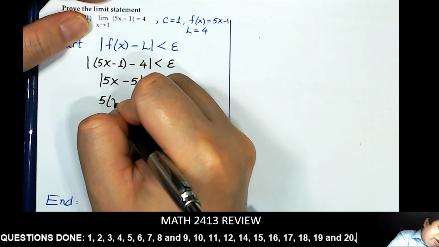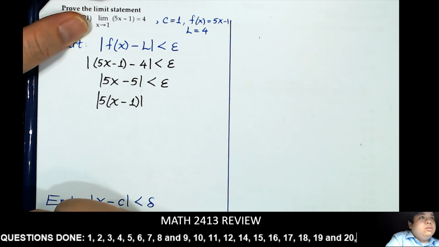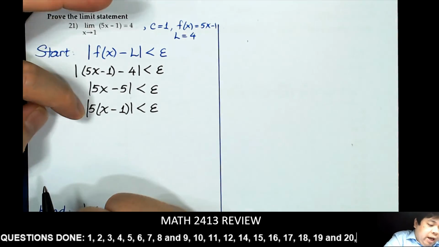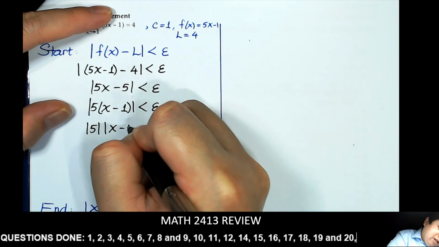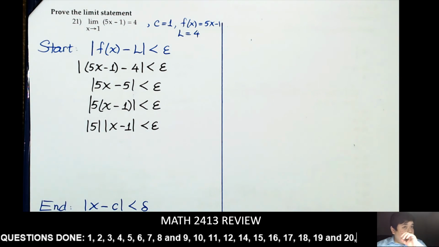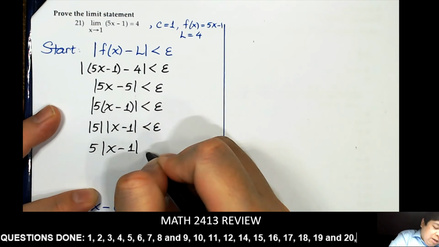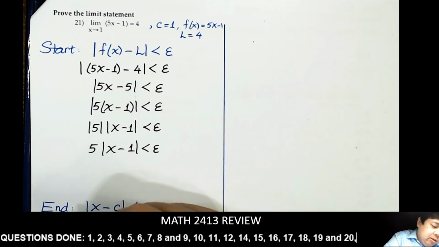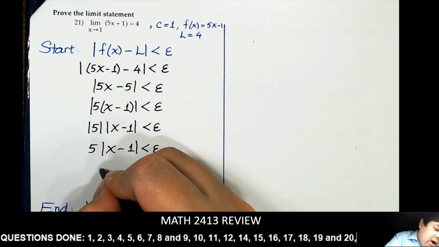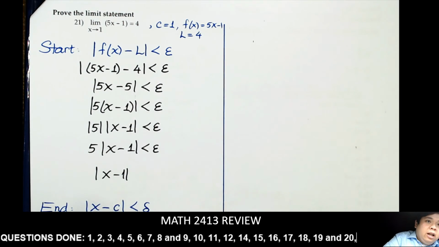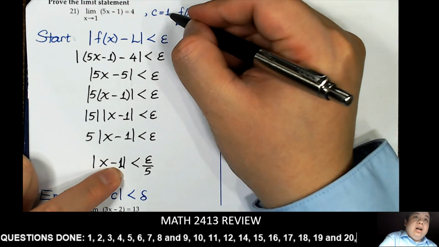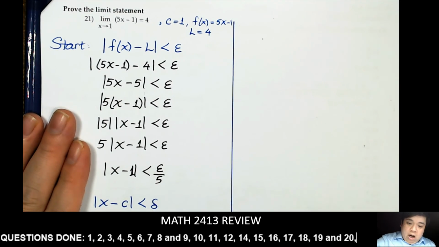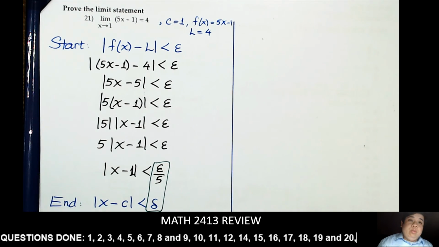Let's factor out the 5. And we can split the absolute values. Or we take the 5 outside the absolute values, it doesn't matter. So which will be 5 times the absolute value of x minus 1 less than epsilon. We can divide by 5 on both sides. We have the absolute value of x minus 1 less than epsilon divided by 5. Right, now we have x minus a number, and that one must be c, which is good. That's exactly what we want. So all we need to say is we're going to choose delta to be epsilon divided by 5.